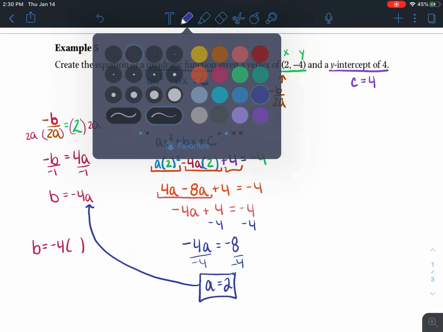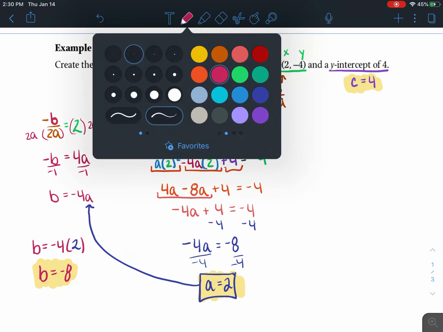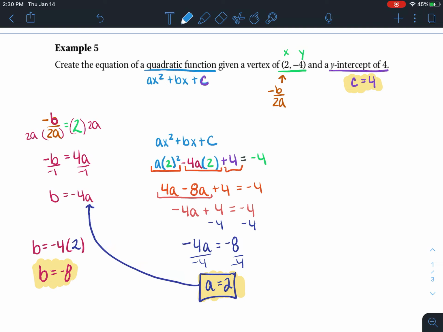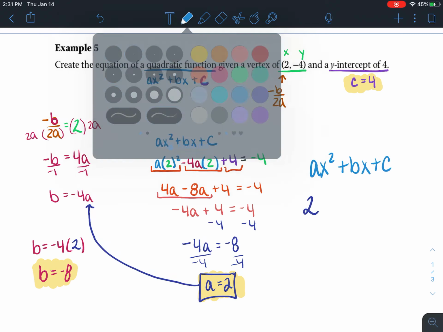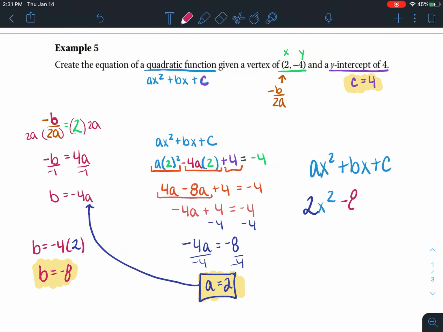So we have an a value of 2, a b value of -8, c value of 4, making our final equation. Remember, we're writing it in the standard form, ax squared plus bx plus c. So we would have 2x squared minus 8x plus 4. Final answer.